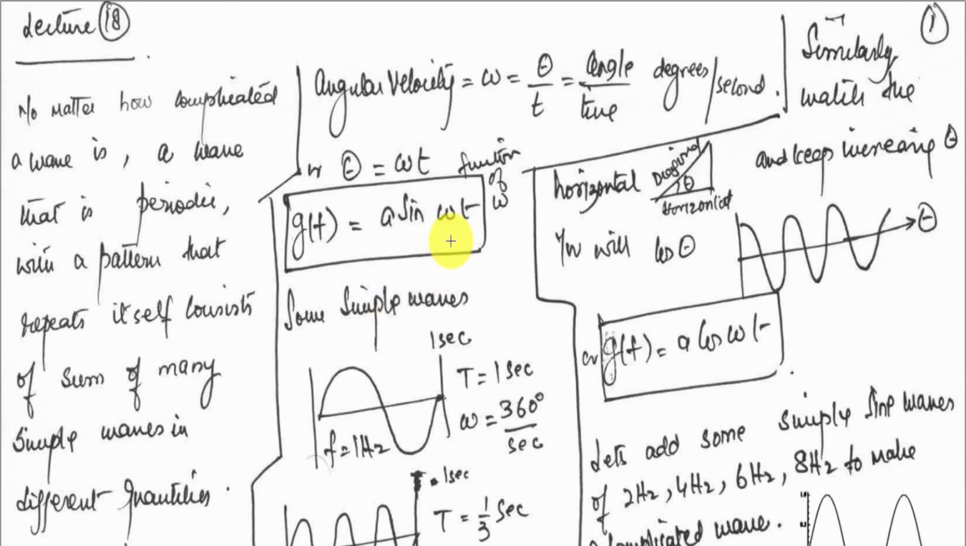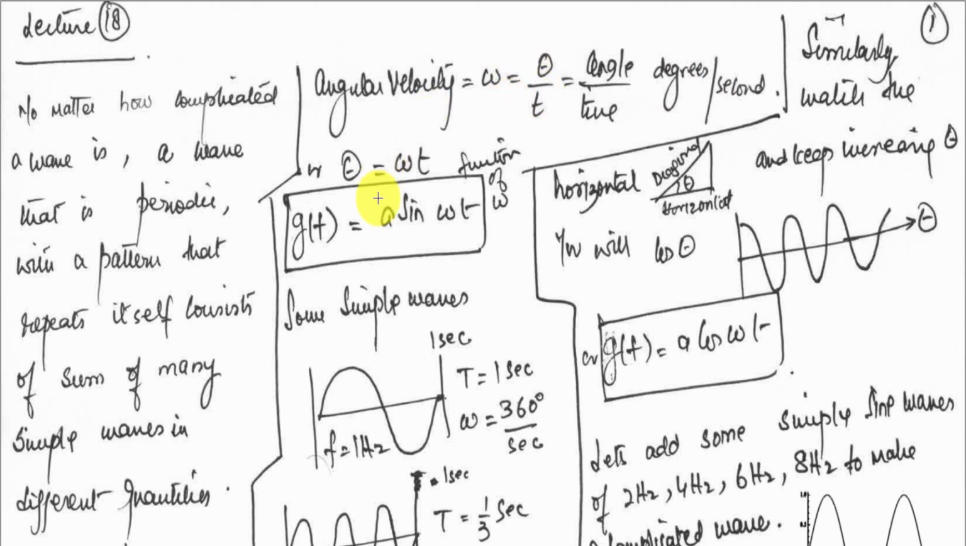So we define a new term, known as angular velocity. It is represented by omega, and that is equal to theta upon time, or angle upon time, and the unit of this omega is degrees per second. So I can write theta equals omega t.